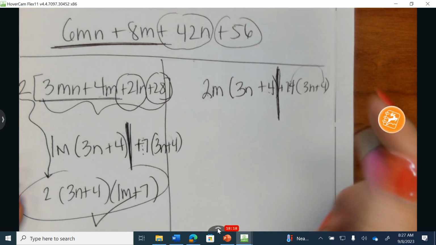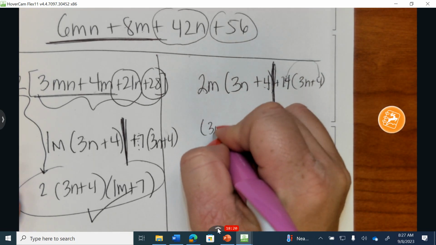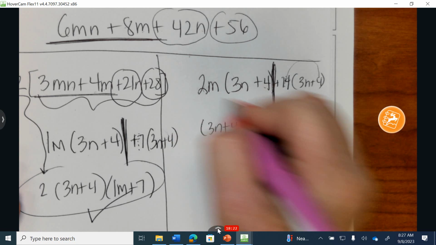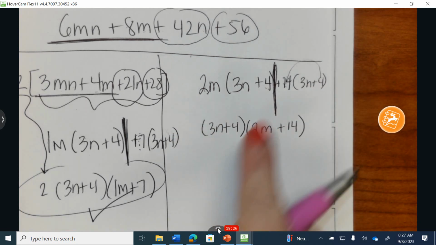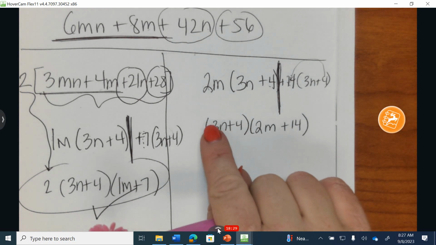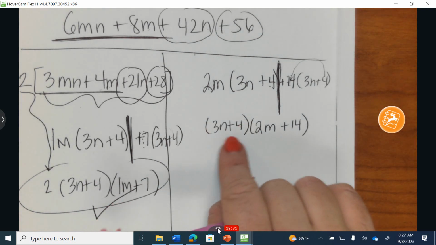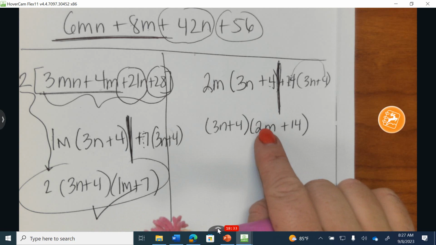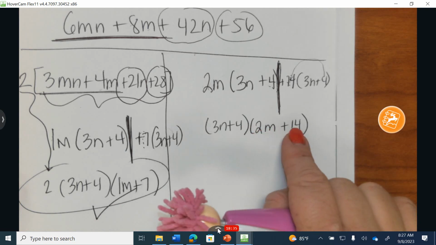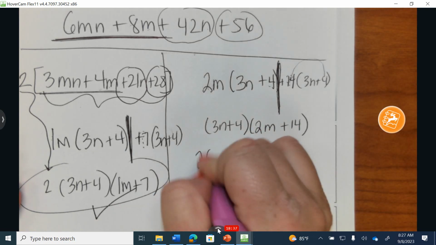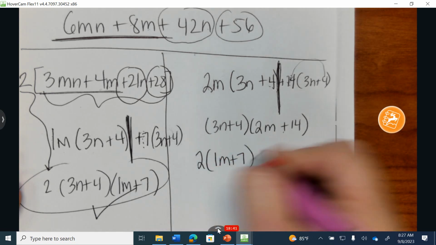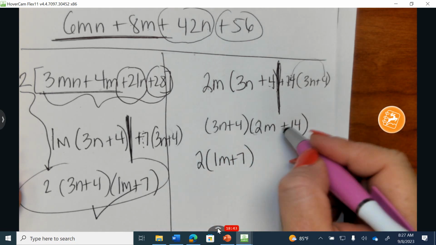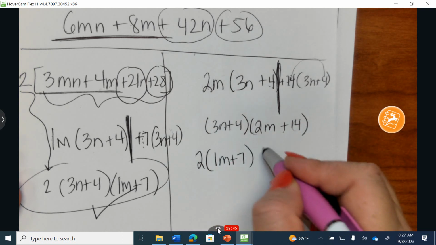I have a front side and a back side. They both have a 3n plus 4. Now in front of the front is a 2m, in front of the back is a positive 14. How are we still going to end up with this? I can't factor anything out of a 3 and a 4, other than 1, but 2 and 14, I can factor out a 2. And what would I be left with? 1m plus 7. How did I do that? Divide by 2, divide by 2, and then this is the other parenthesis.